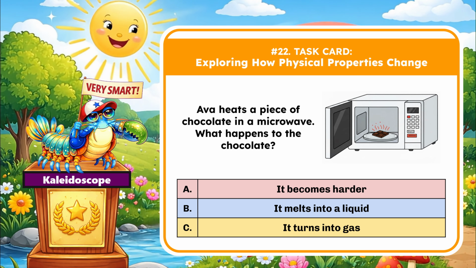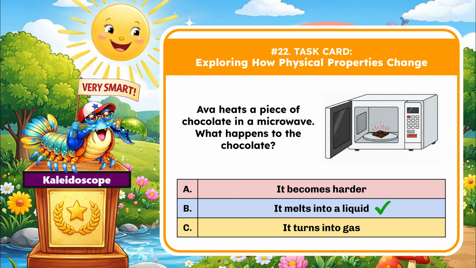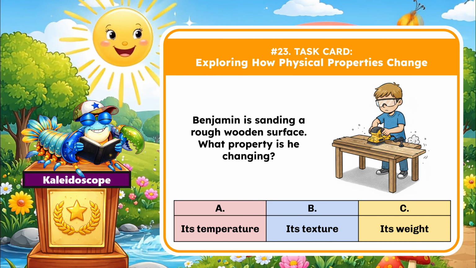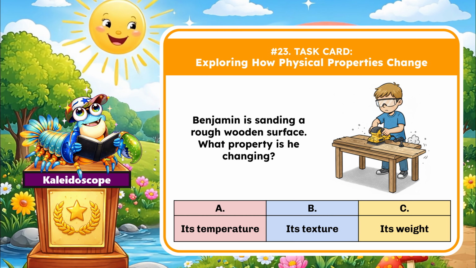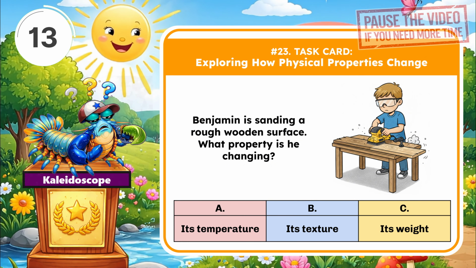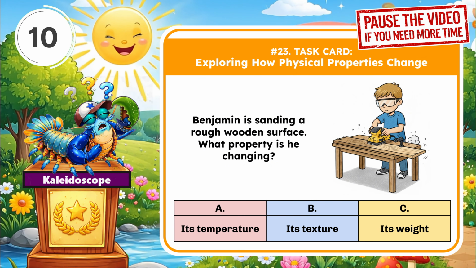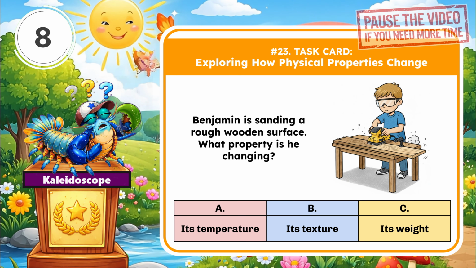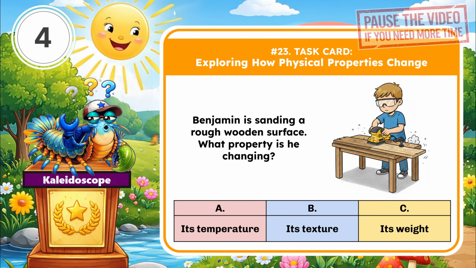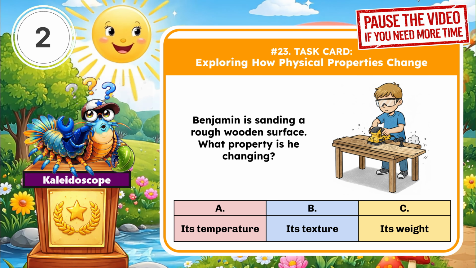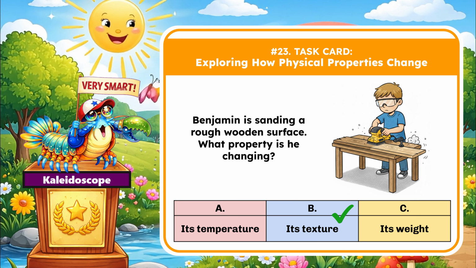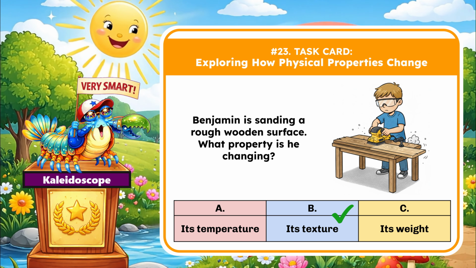And the correct answer is letter B, it melts into a liquid. Benjamin is sanding a rough wooden surface. What property is he changing? And the correct answer is letter B, its texture.